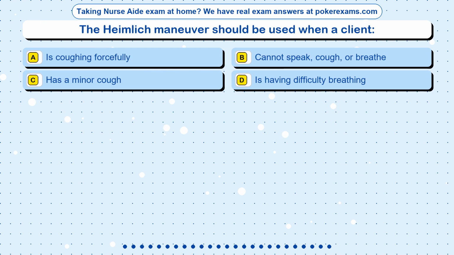Question 6. The Heimlich maneuver should be used when a client: Option A, is coughing forcefully. Option B, cannot speak, cough, or breathe. Option C, has a minor cough. Option D, is having difficulty breathing.